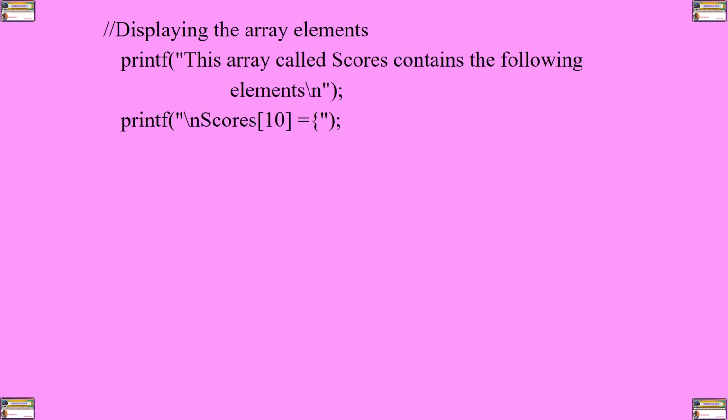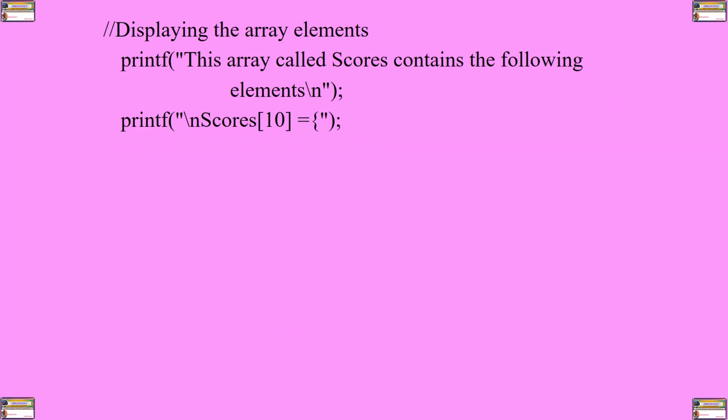And then this statement here is simply helping the user to be able to see or to know that the elements we are about to display are the elements from an array called scores, whose total number of elements is 10. So what will be written out on the screen will be: scores, then square bracket, 10, square bracket, equals, followed by the opening brace.